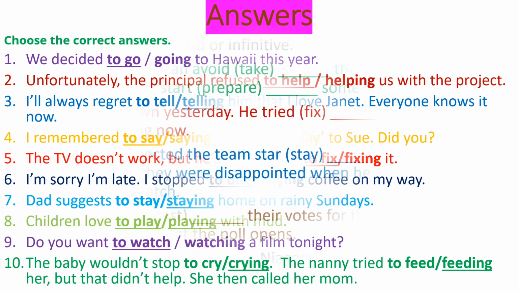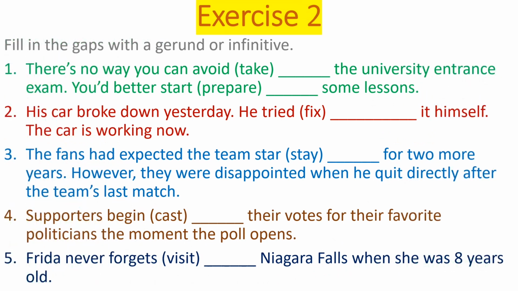Let's move now to exercise 2. Fill in the gaps with a gerund or infinitive. Here you need to write the verb form yourselves. It's not given to you. It's given in parentheses, but you need to use gerund or infinitive.